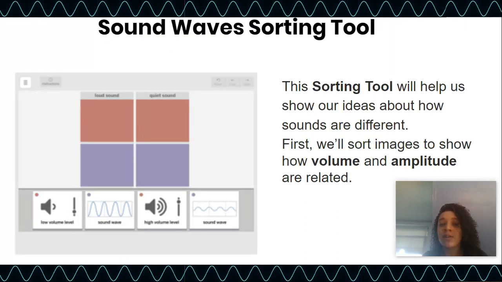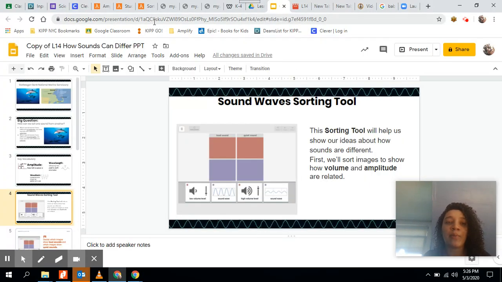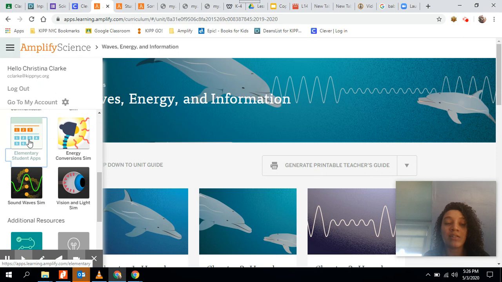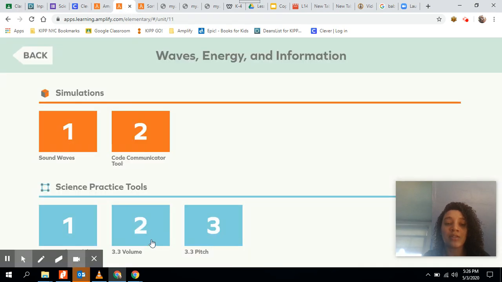So we're going to be going into two different sorting tools in Amplify today. If you want to follow along, I went through Clever. I clicked Amplify Curriculum. When I got there, mine looks a little different than yours. I went into Student Apps of the 3.3 volume, and we'll be doing 3.3 pitch.